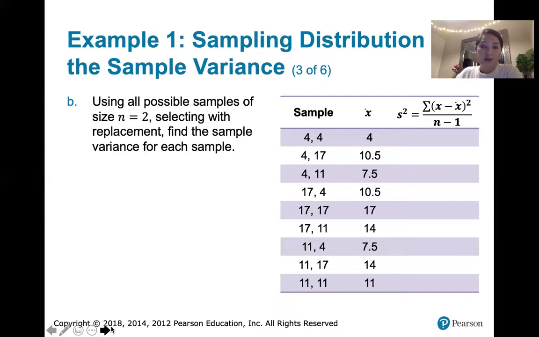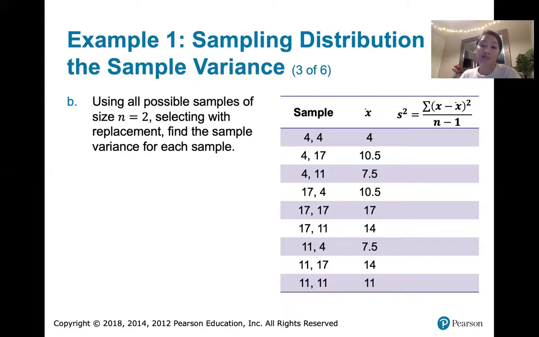The first number in your sample could be a 4, a 17, or 11. So you select the 4, the 17, or the 11, and then you put that back, and then you select again, either a 4, a 17, or an 11. So that results in these 9 samples. We had 3 options for our first selection and 3 options for our second selection.